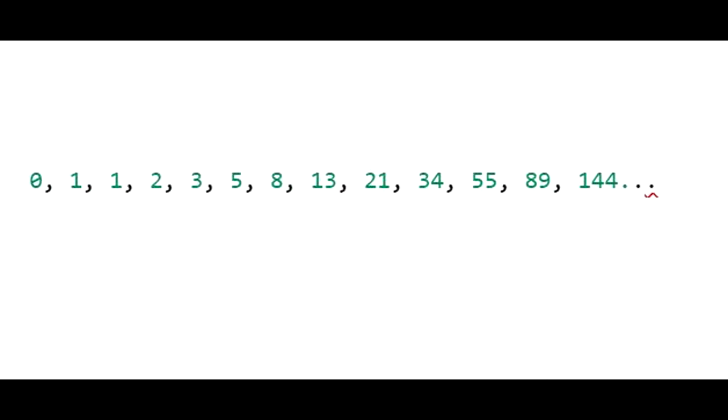Looking at this list going from left to right, 1 plus 0 equals 1, 1 plus 1 equals 2, 1 plus 2 equals 3, 2 plus 3 equals 5, 5 plus 3 equals 8, 5 plus 8 equals 13, and so on and so forth.